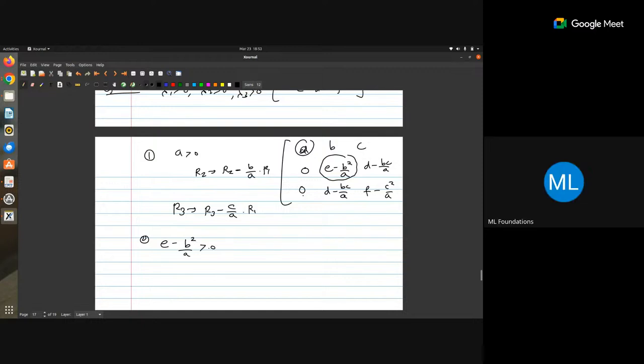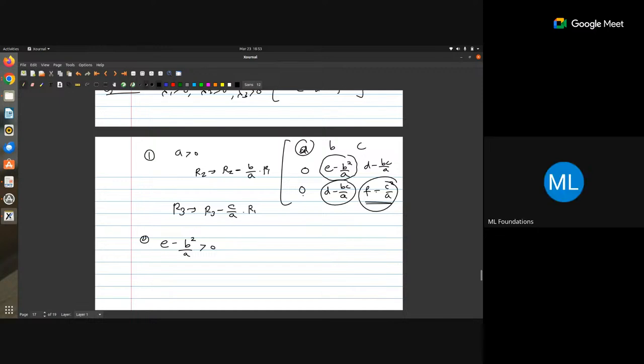What about the third pivot? Then I have to make this zero, and to make this zero you have to do some calculation and you will get some term here accordingly. I'm not going to do the calculation there, but that should also be greater than zero. So if we do the row reduction and bring everything positive, then it is positive. That's all.